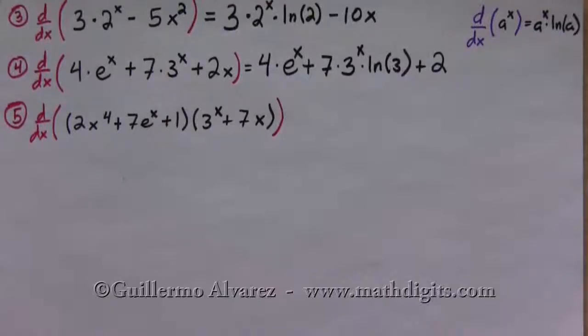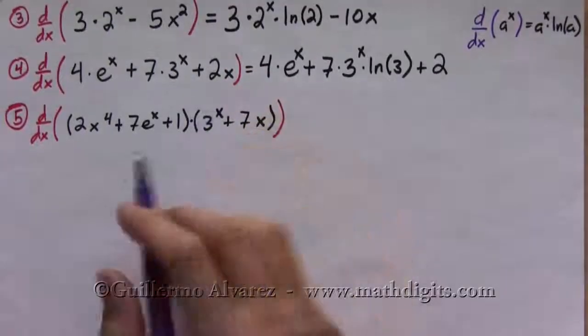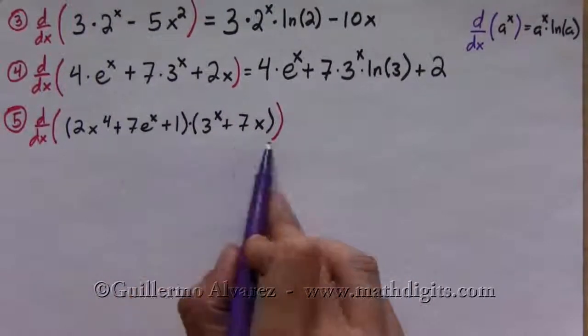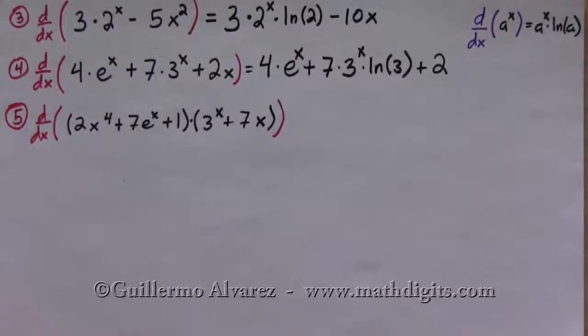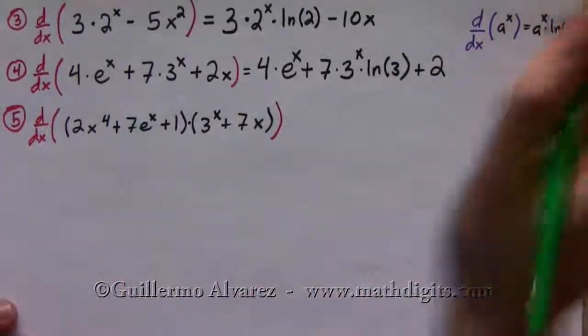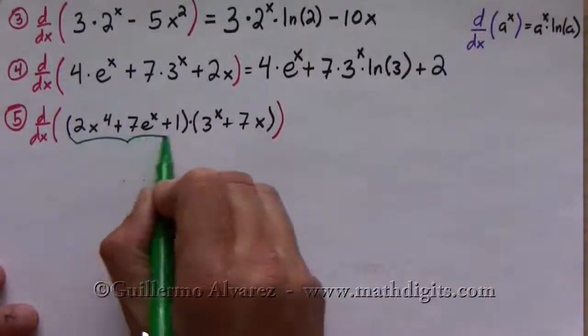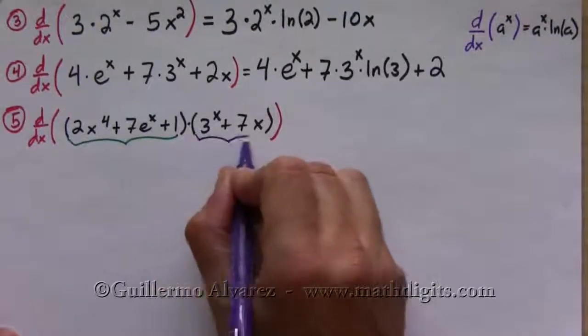Okay, now in this next problem, notice we have a product of two functions. So we have one function here multiplying another function. So to get the derivative of that guy, we have to use the product rule. And so remember the product rule, so I'm going to color these guys. It's going to be green and then purple.